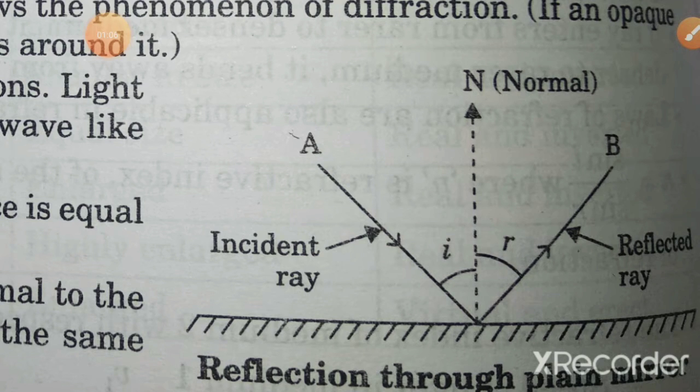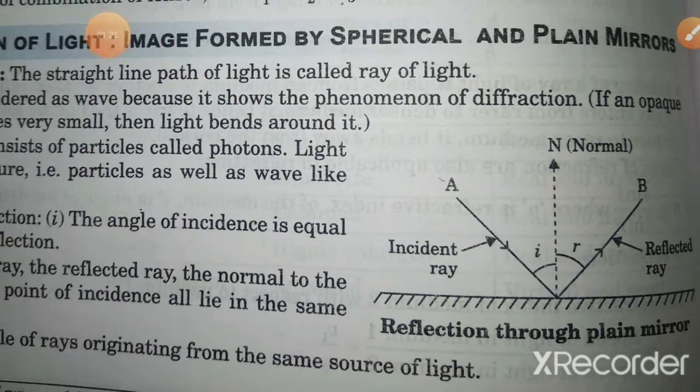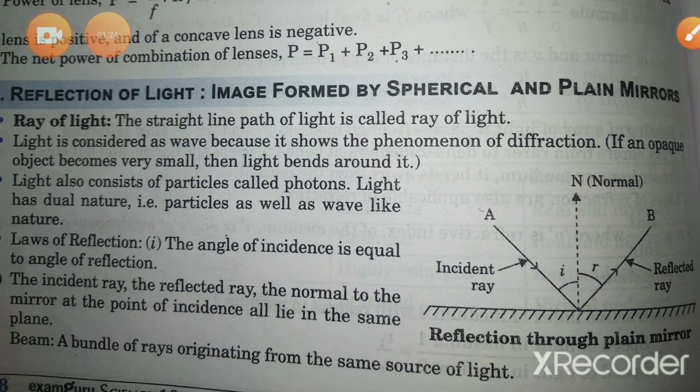By bouncing back to the same medium, it again goes in a straight line path, and these paths are shown by a straight line and an arrow. The arrow shows the direction of the light. So what is a ray of light? A ray of light is represented by a straight line path of light, and this is called a ray of light.